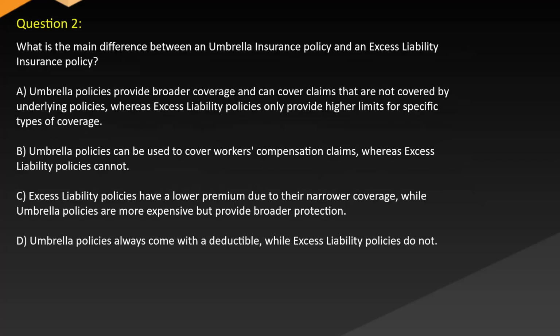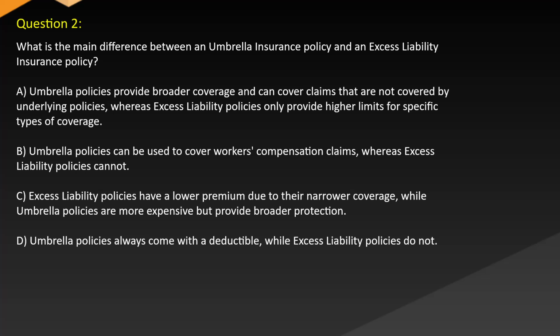Question 2. What is the main difference between an umbrella insurance policy and an excess liability insurance policy? A. Umbrella policies provide broader coverage and can cover claims that are not covered by underlying policies, whereas excess liability policies only provide higher limits for specific types of coverage.